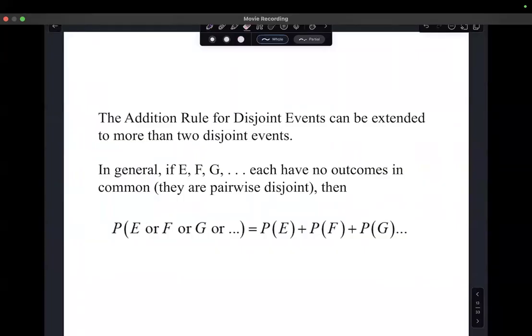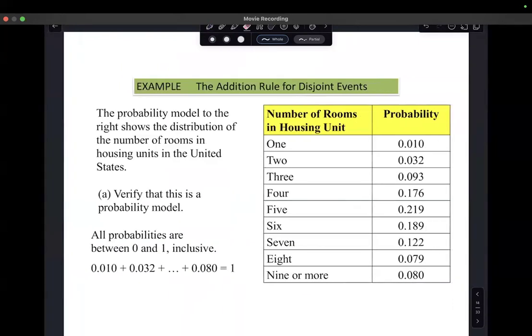Now, if I had a whole bunch of disjoint things, if I was pulling things out of a deck of cards and I said, what is the probability of pulling out a 2, a 3, or a 4? I can add all three of those probabilities together. As long as they have no outcomes in common, you can just keep adding them together. If you had 30 different things and they're all disjoint, you just add them all together. It is the same thing. You don't change the formula as long as they are disjoint, as long as they're pairwise disjoint, or none of them have anything in common.